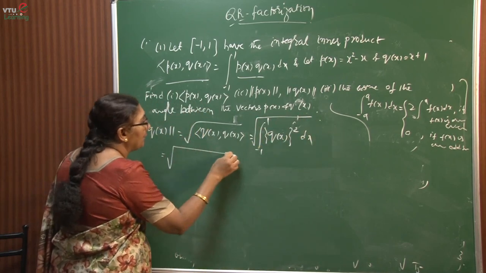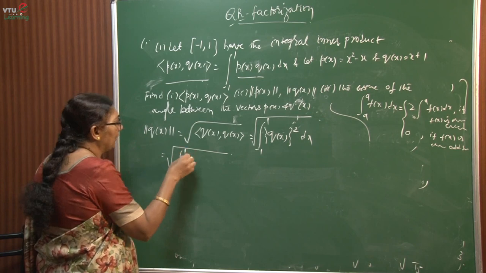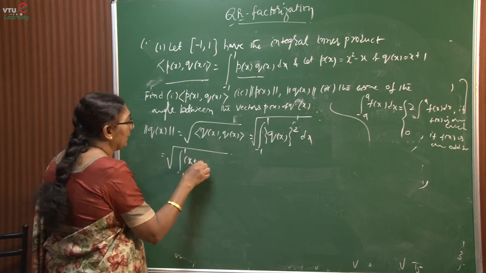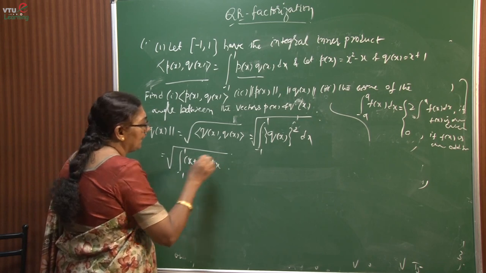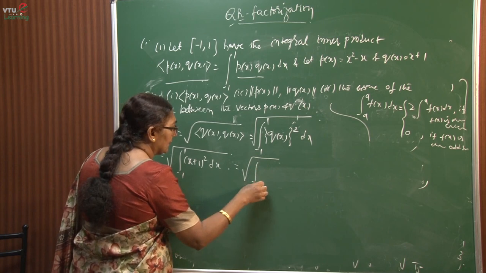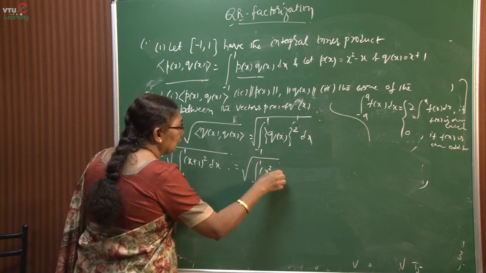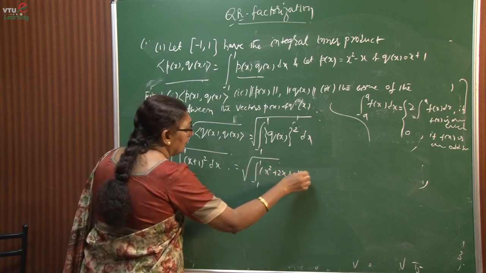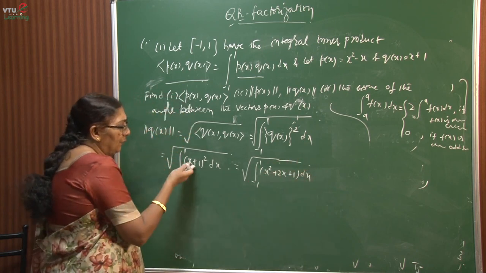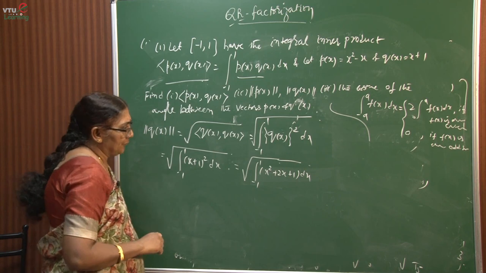We have a square root. Now, the square root of the integral from minus 1 to 1, where the function q of x is x plus 1 whole square with respect to x. There are two ways to evaluate this: expand it as x square plus 2x plus 1 with respect to x, or evaluate directly. The choice is yours.